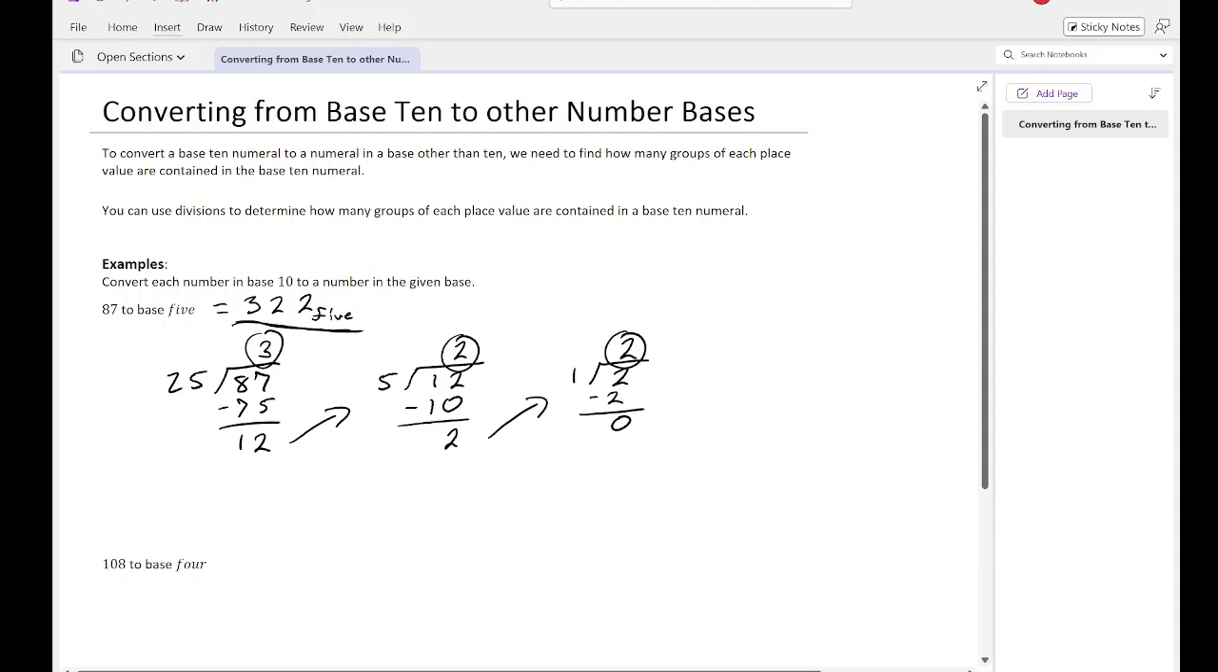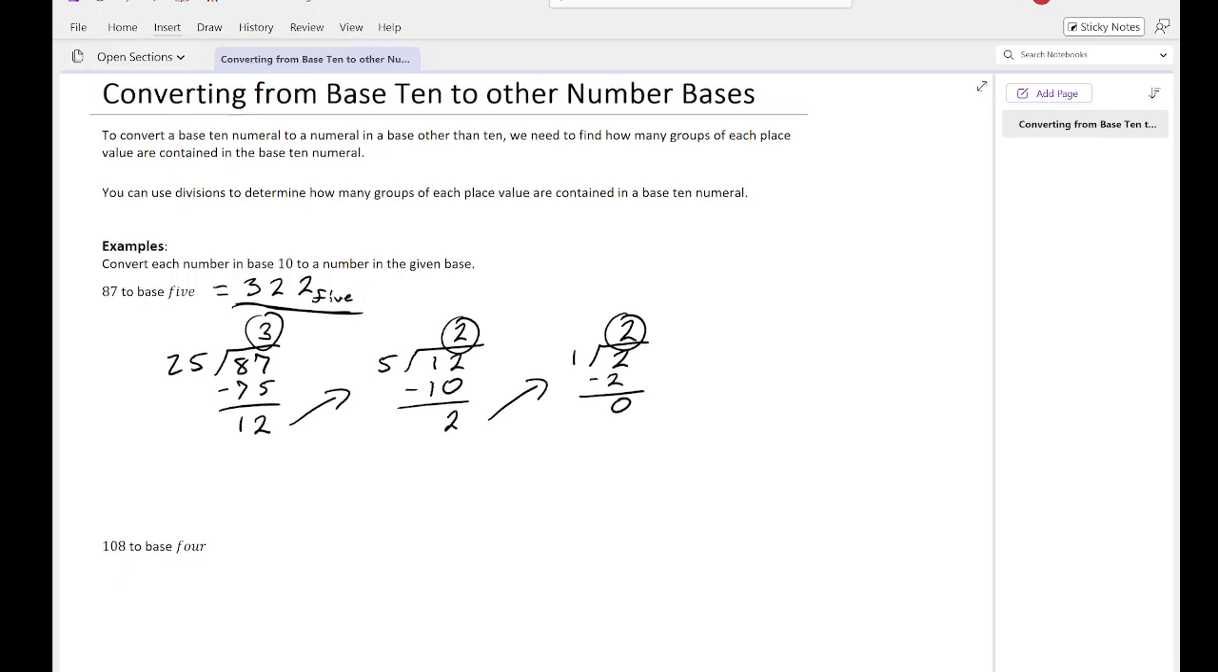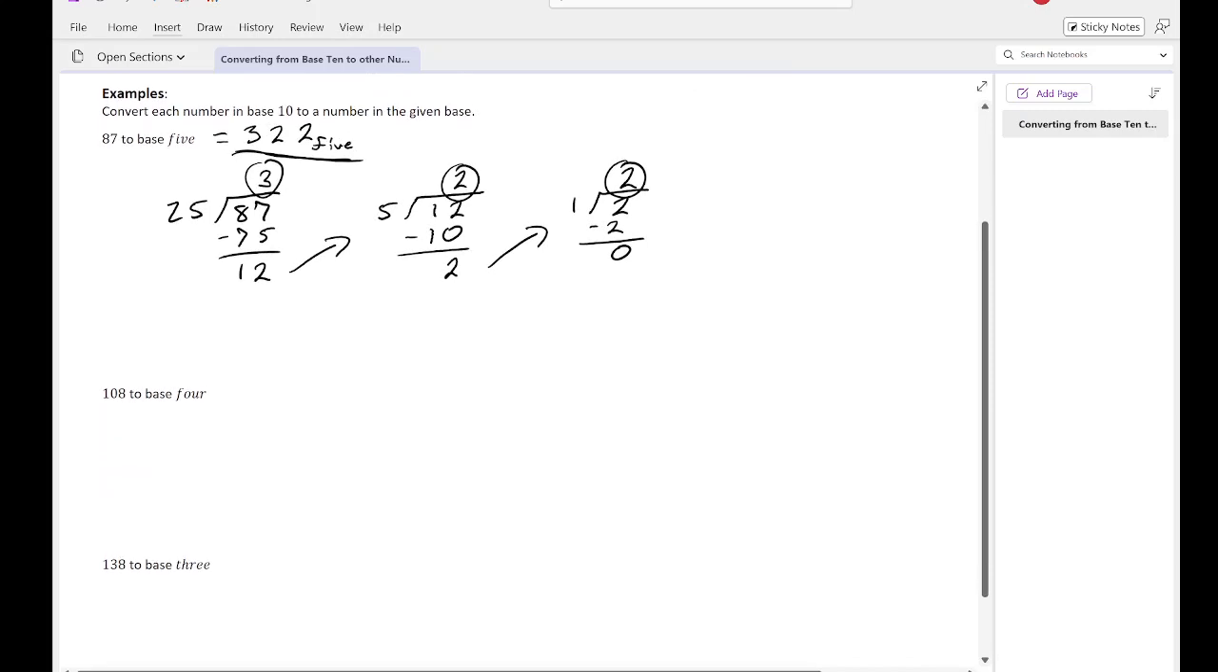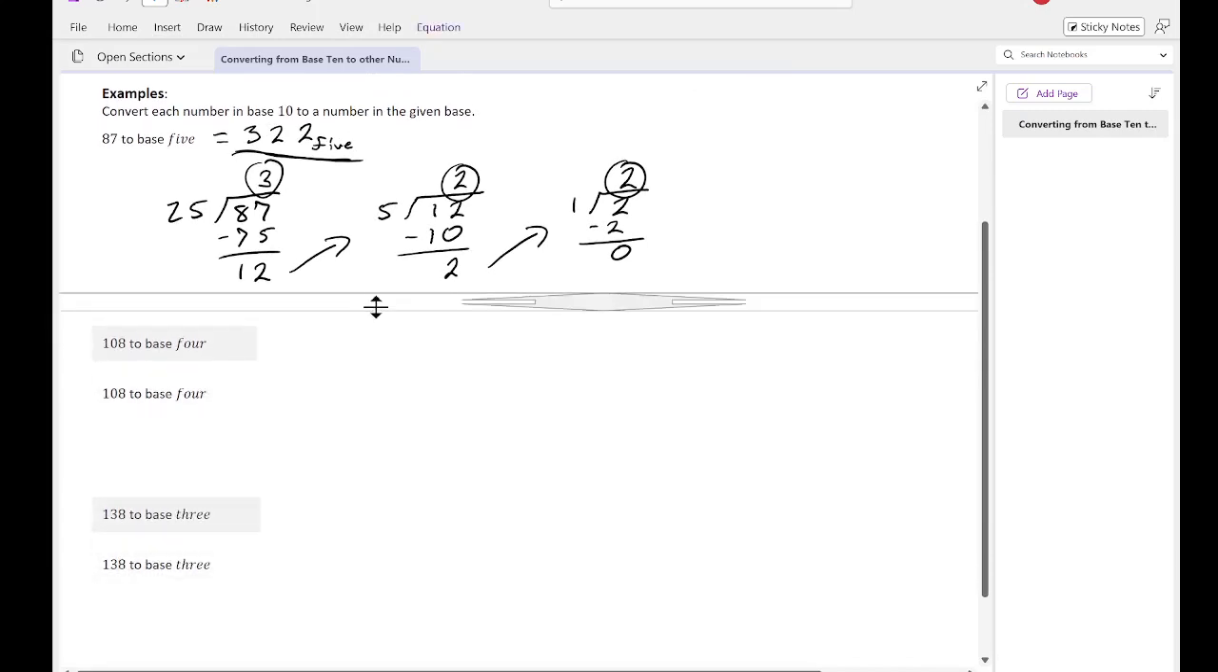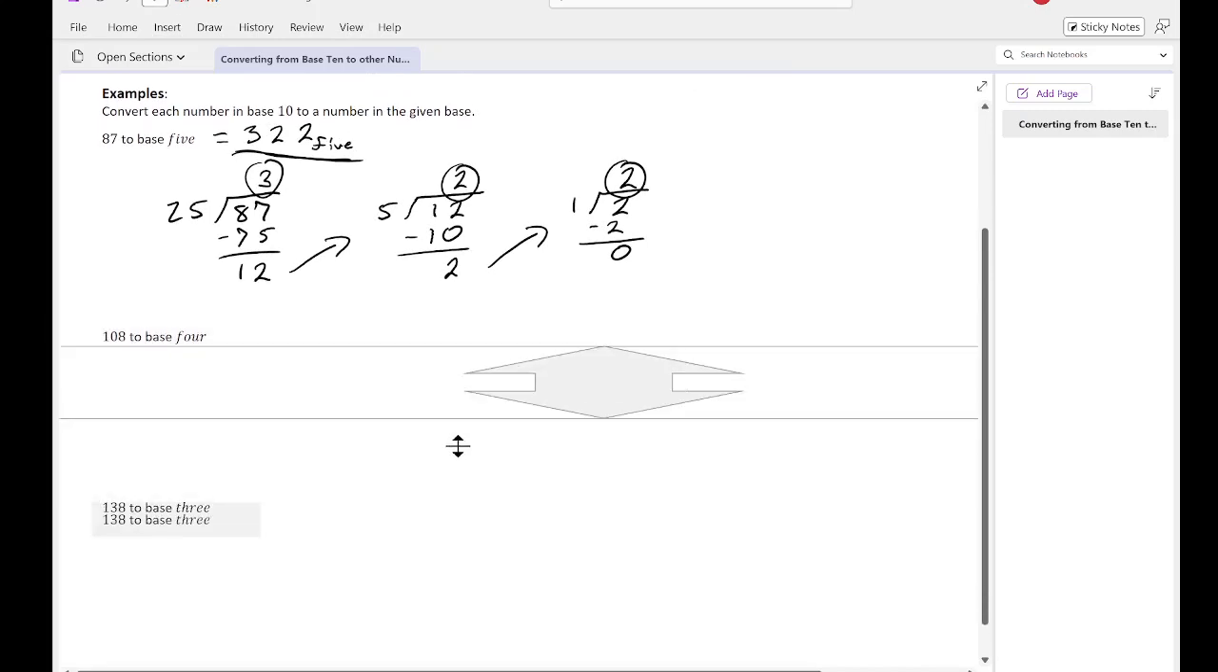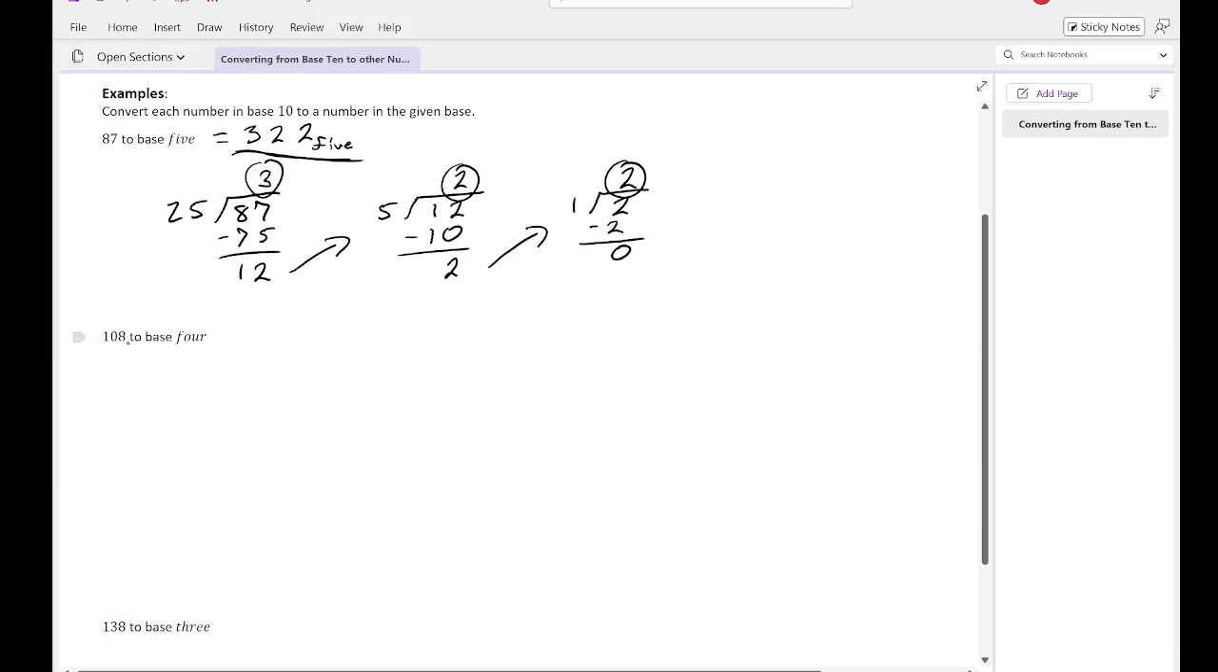That's how it's done. Again, a little bit weird. Let's do another example. We're going to do 108 to base 4. So we're working with powers of 4. What power of 4 can I have before it exceeds 108? That answer is 4 cubed, because that's going to give me 64.